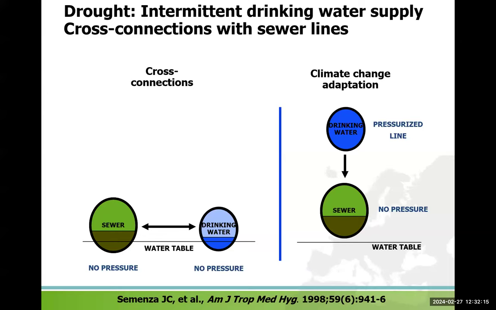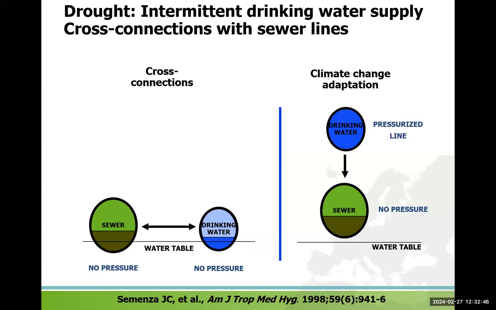So if we would like to adapt to these kind of climatic extremes or climate hazards, we need to consider to constantly pressurize the drinking water line to avoid creating a vacuum in the drinking water line that could potentially suck in pathogens from the environment. And then the water line has to be physically built above the sewer line, so you have a unidirectional flow away from the drinking water line, and so to avoid this kind of contamination.